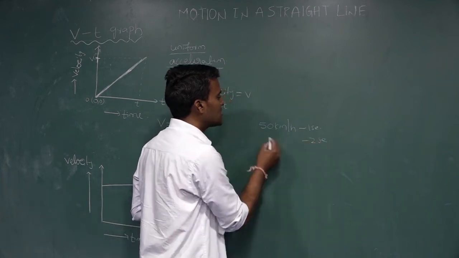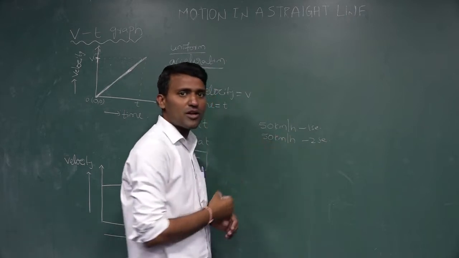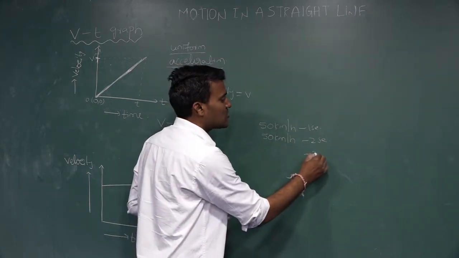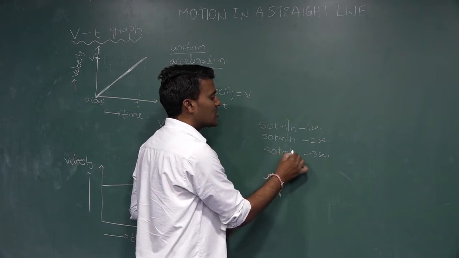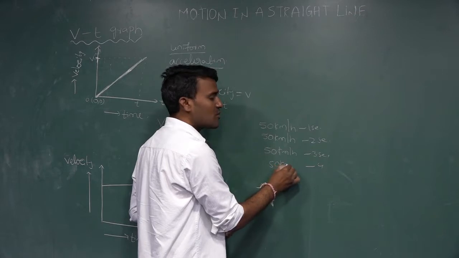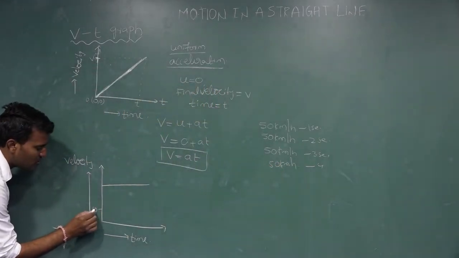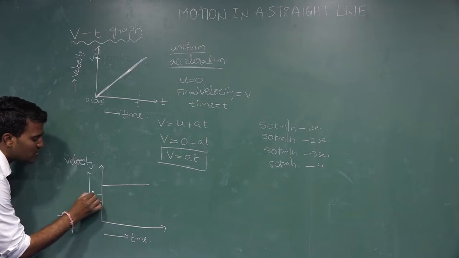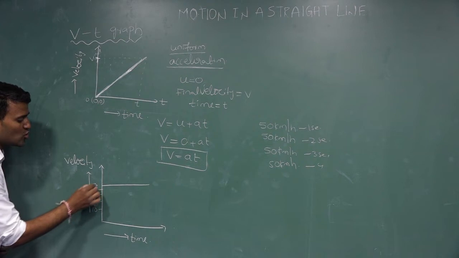After 2 seconds, you observe the vehicle, the speed is again 50 km per hour. After the 3rd second also, the speed is 50 km per hour, and after the 4th second also it is 50 km per hour. Coming to here, this is 10 km per hour, 20, 30 and 40, and this one is 50 km per hour.